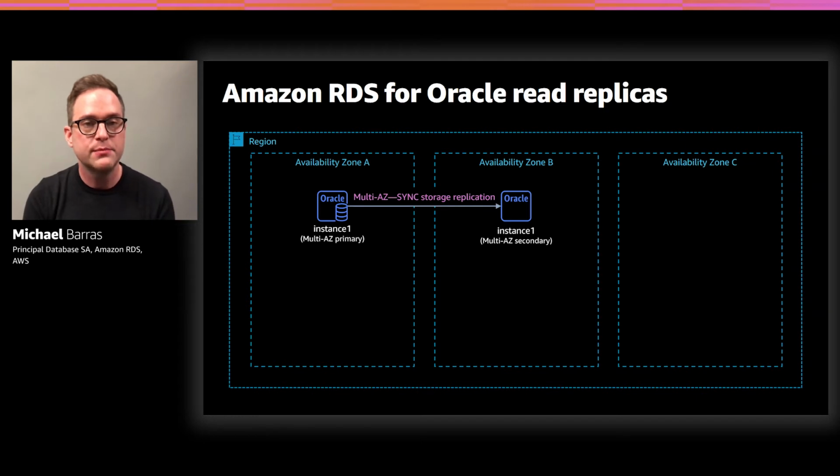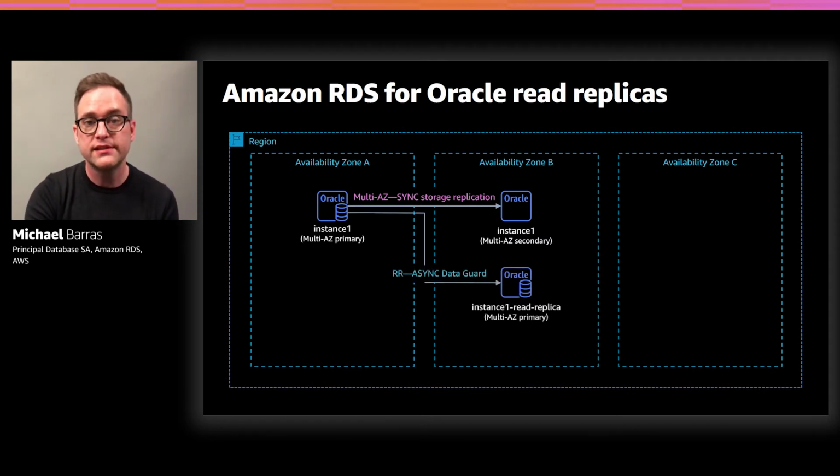If the primary instance becomes unavailable, RDS automatically detects that and fails over. RDS takes care of repairing the old primary and getting the configuration back into high availability. Now, perhaps my application has significantly more reads than writes. For this use case, I can create a read replica, and RDS will fully manage the asynchronous Active DataGuard configuration.